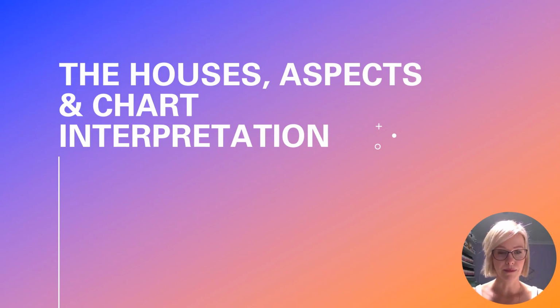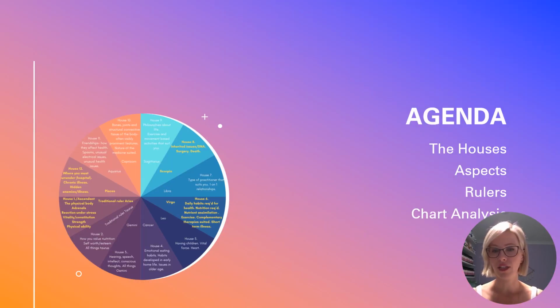But yeah, this is a big session because we're going from houses, then we're going to learn aspects, and then we're going to learn the steps of chart interpretation. So it is coming together really quickly. And just a reminder, we are looking at birth charts. We're not looking at transits or anything like that. We are just looking at your birth chart. Agenda: houses, aspects, ruler, chart analysis, easy peasy.